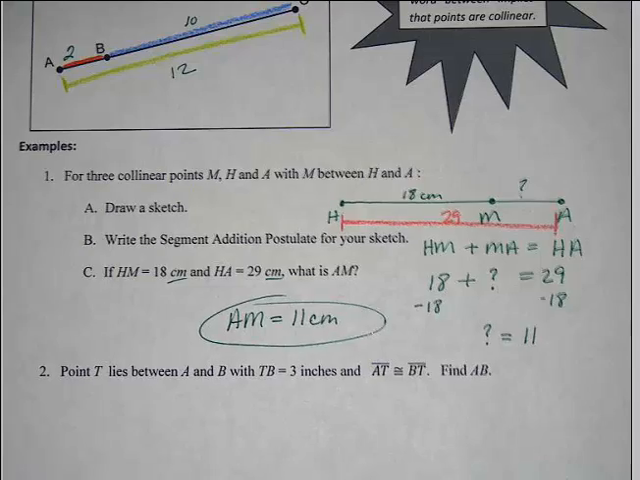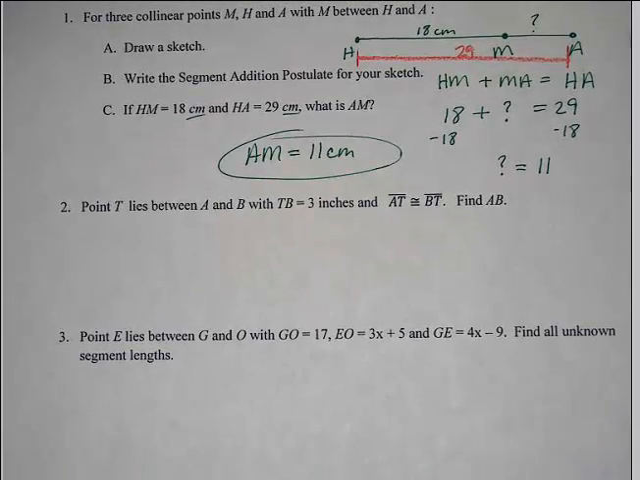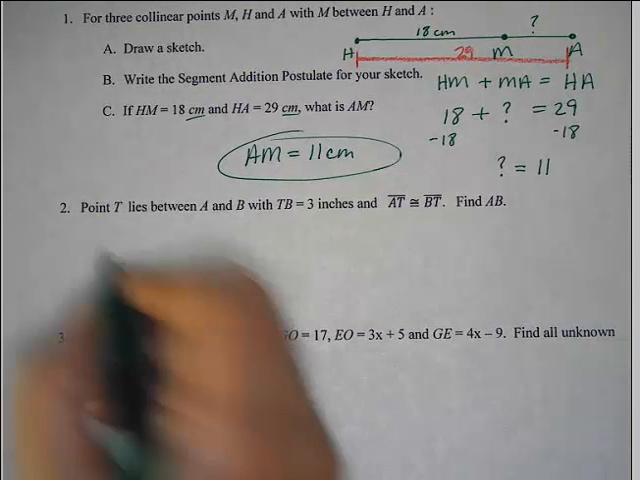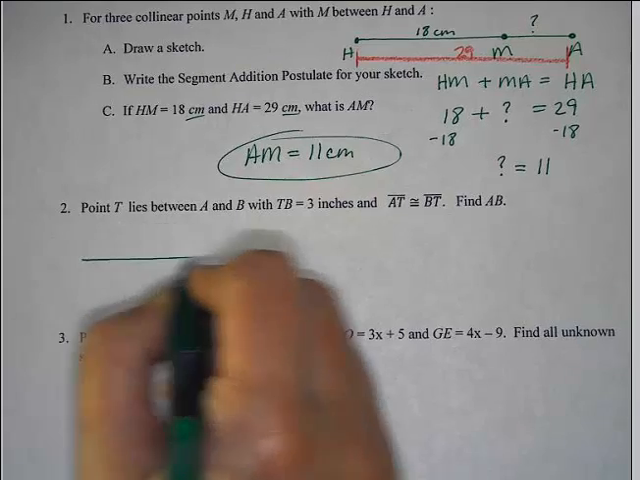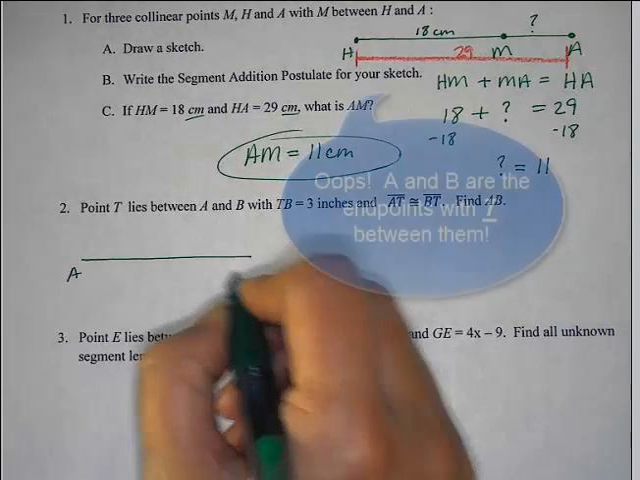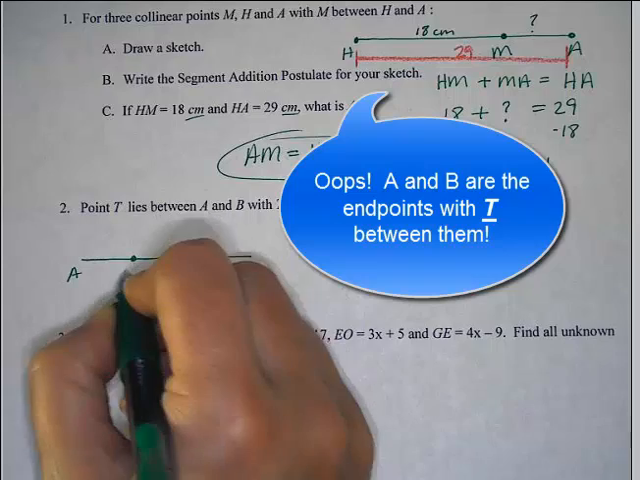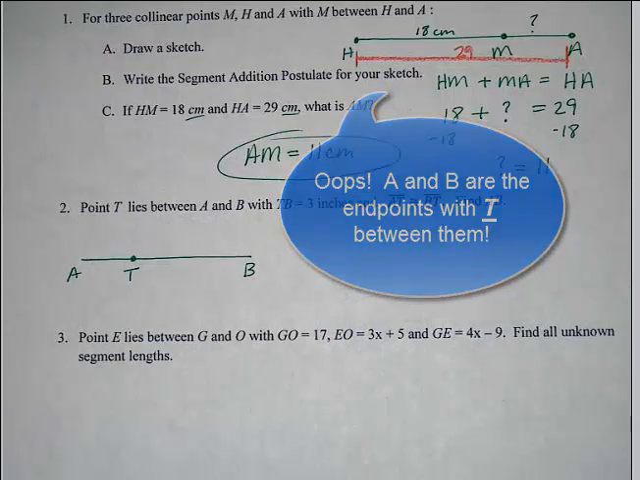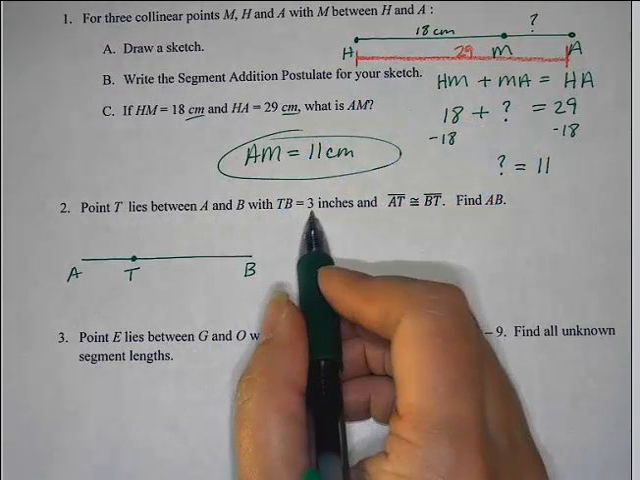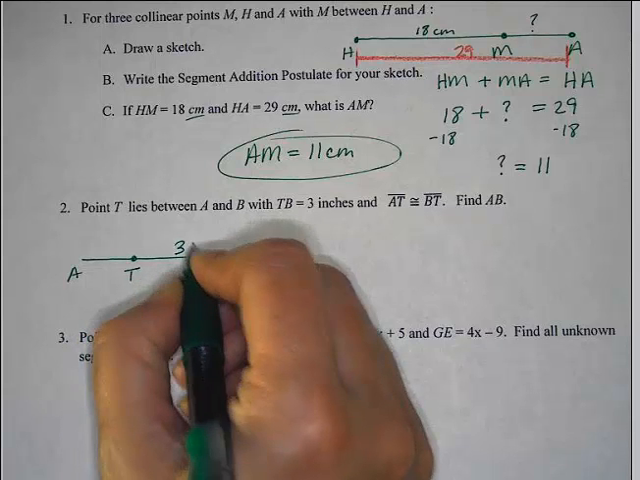All right, let's take a look at another example, number 2. In this one, we see that point T lies between points A and B. Same kind of thing as before. That means, and I'm going to draw a sketch, that A and B are our endpoints with B somewhere between them. Distance from T to B is 3 inches. Let's add that to our sketch.